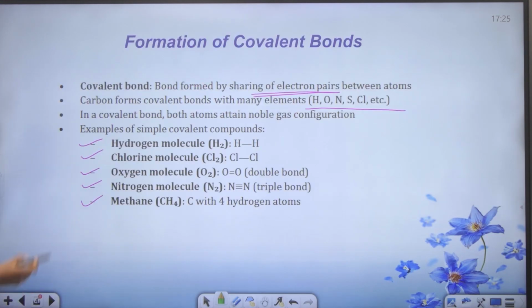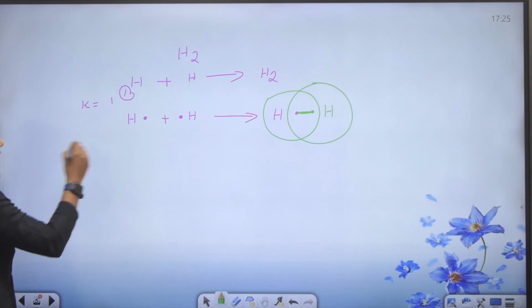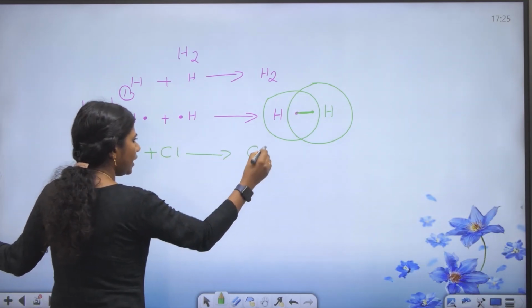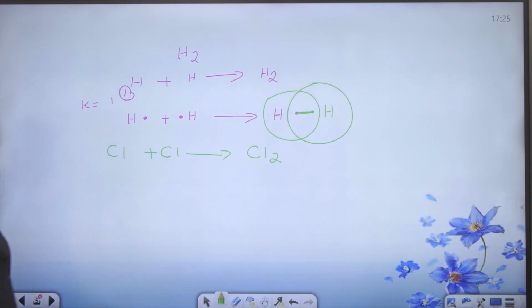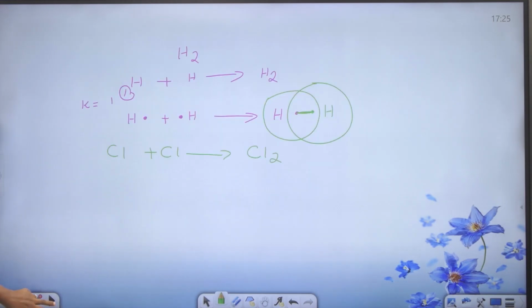Then the next example is the chlorine molecule. Formation of the chlorine molecule. Two chlorine atoms combine to form a Cl2 molecule.